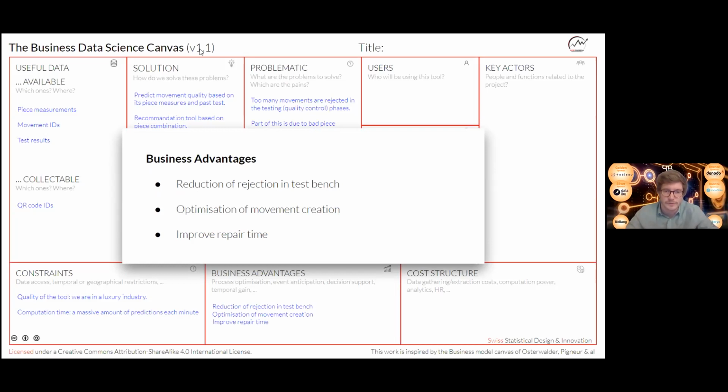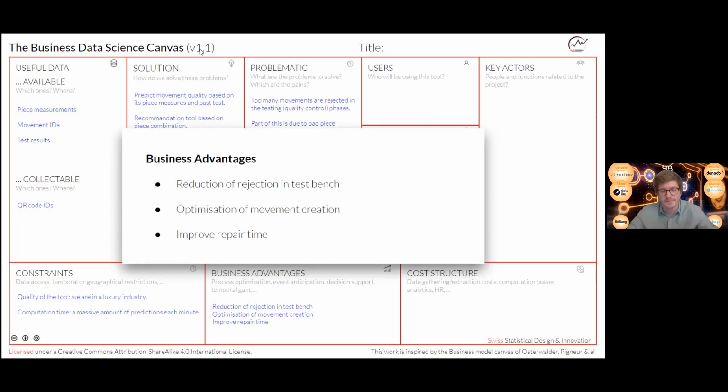So the reduction of rejection in test bench is basically that we will have less in and out movement in the test bench. The optimization of movement creation is that we know better how to build a new movement because we have recommendation tool on which part to assemble with which other. And then we have the improve of repair time, because if we have some manually check that has to be done, maybe the tool can also give some clue of where to check at the very beginning the movement.